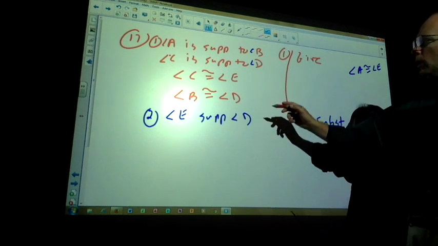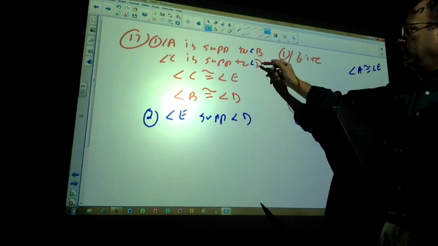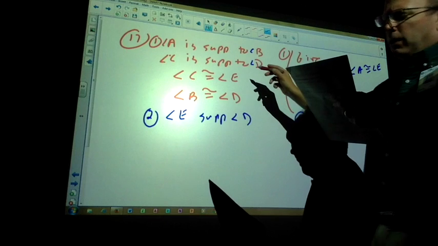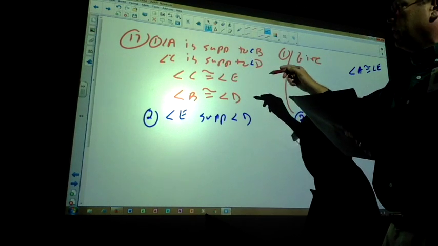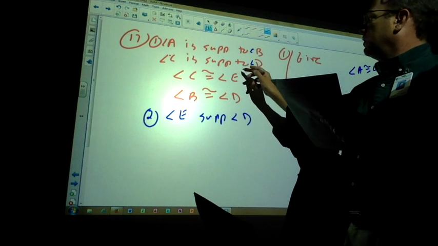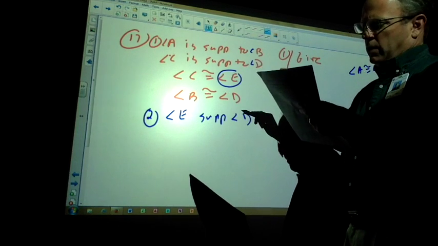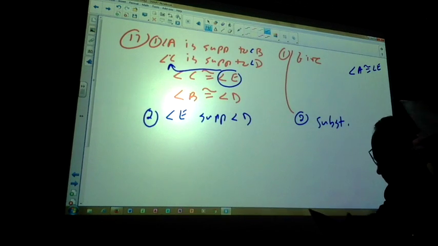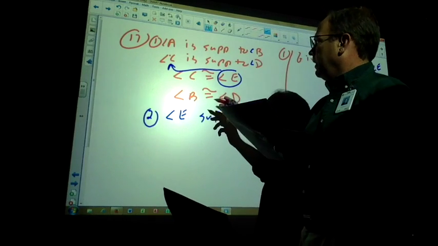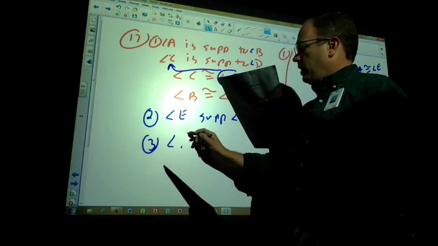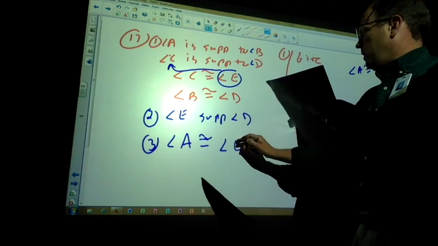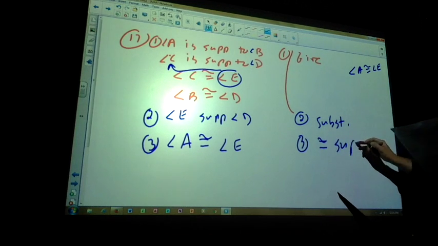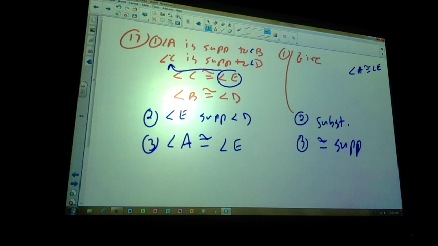So we're able to plug in E. E is supplementary to D. This is kind of a substitution on steroids, a double substitution move. We're taking this and plugging it here for that step right there. And then after that, we can state that angle A is congruent to angle E, and that's just the definition, congruent supplements or something like that. That's where I would have gone with that one.